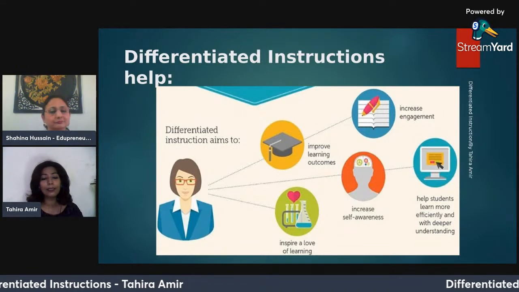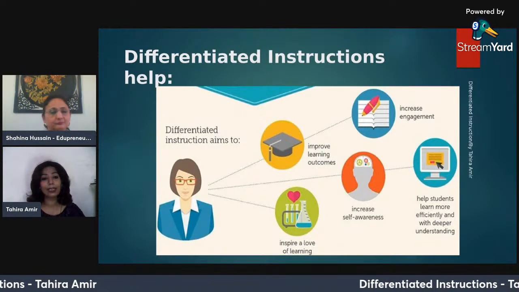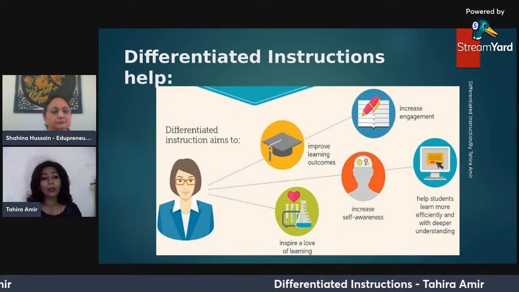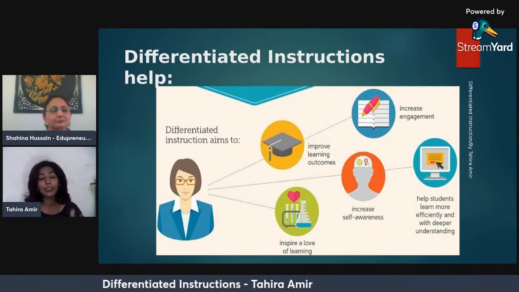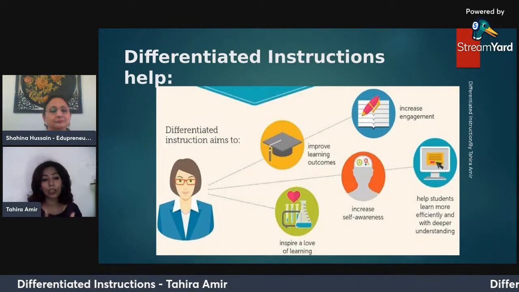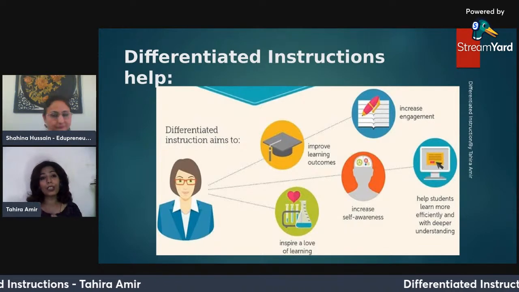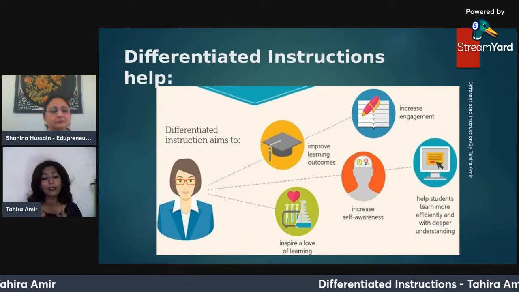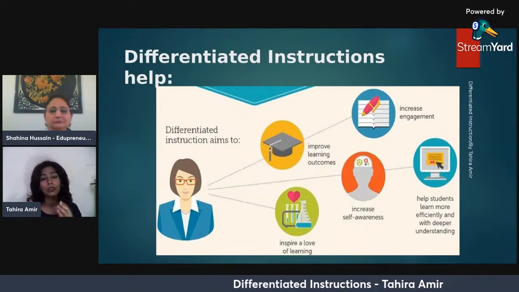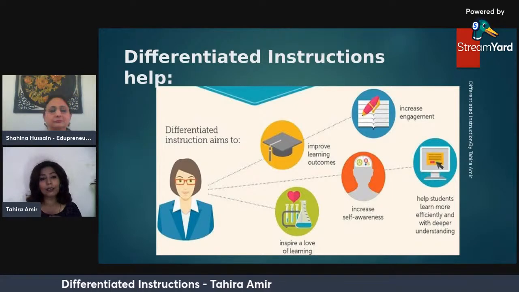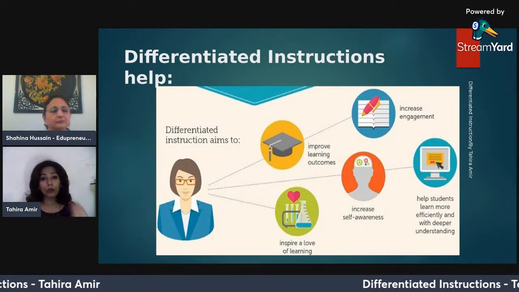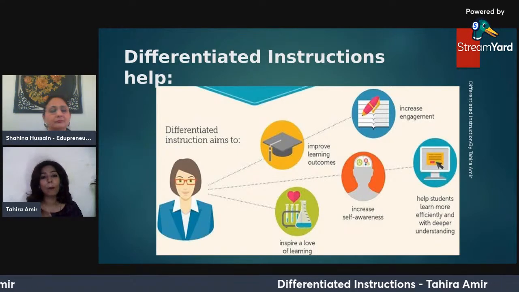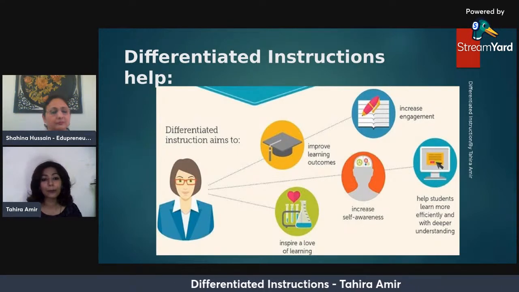Next, we can see what exactly differentiated learning is. How does it help the teacher and the learners alike? Basically, differentiated learning or instruction aims to improve learning outcomes. When we know that the student has understood the given topic or the content, he or she is able to showcase to the teacher in the class how much improvement he or she has made in their learning.